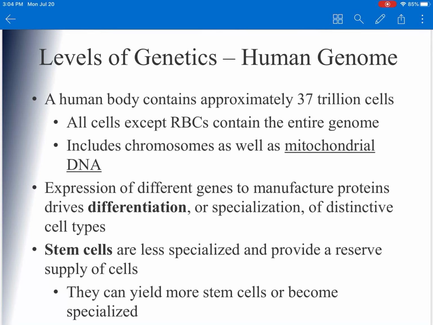The next level of genetics is the actual human genome. Remember, your genome is your entire collection of all your DNA that's found in your cells, all of your genetic information. And so our body contains approximately 37 trillion cells, and all of those cells, except your red blood cells, contain your entire genome. Now, your red blood cells don't contain your entire genome because red blood cells, as they mature, lose their nucleus.